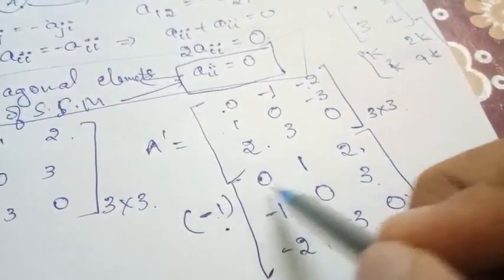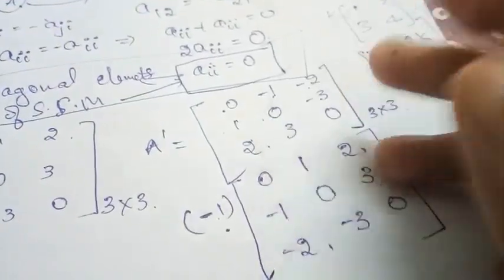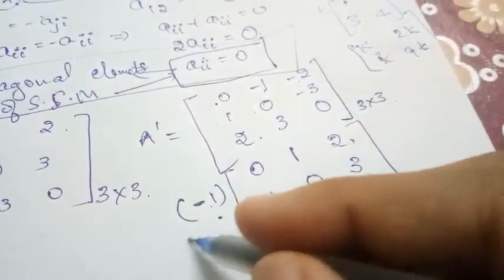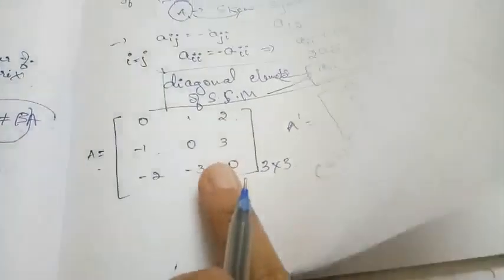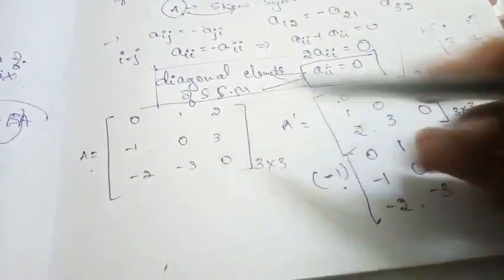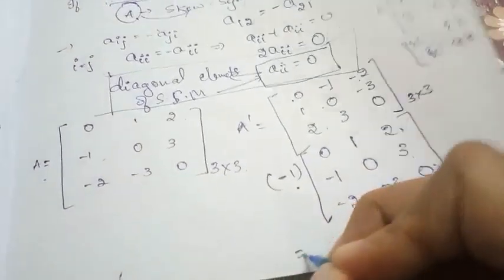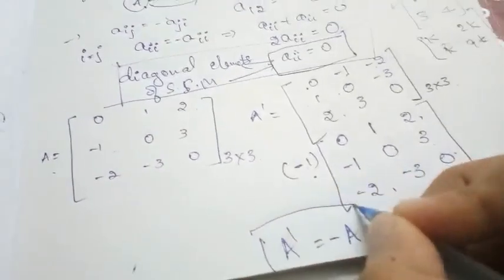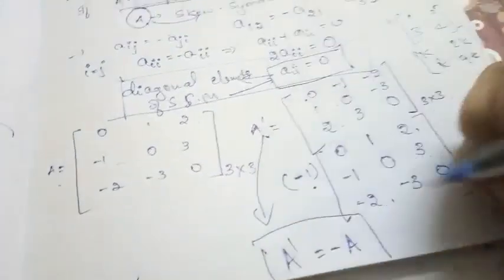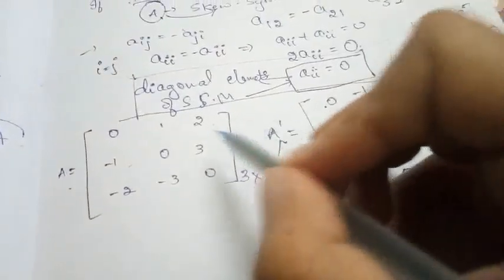If you multiply this minus 1 to each matrix, you will get this matrix itself. So after taking the negative outside, see what is this matrix? This matrix is equal to our given matrix A. So this one is equal to minus A. So A transpose is equal to minus A. So when A transpose is equal to minus A, then A is said to be a skew symmetric matrix.